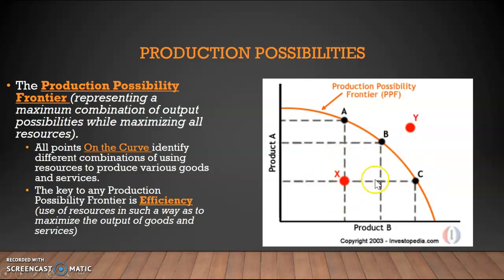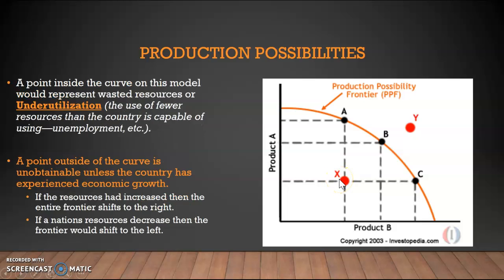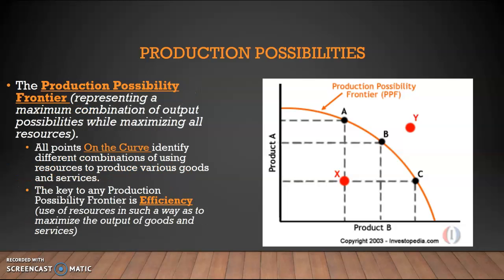Anything inside the curve, X in this case, represents underutilization. This happens sometimes when there's unemployment or a downturn in the economy. So the key to this is efficiency. Your economy, your society, your government, your businesses, whoever it is, might be you one day, need to use resources in such a way to maximize the production of goods and services. This is how economies grow. This is how we all keep moving forward.